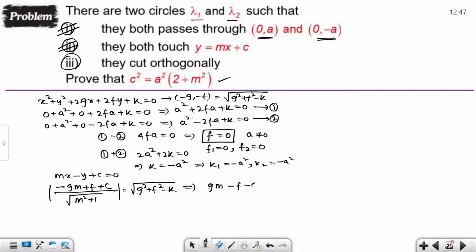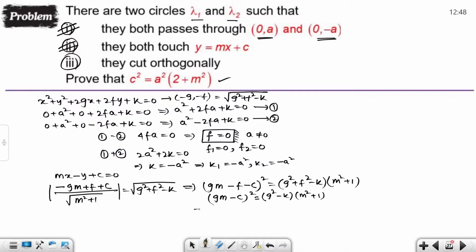(gm - f - c) whole square equals g square plus f square minus k into m square plus 1. As we have f equals to 0, I can put f equals to 0 over here. So we will get (gm - c) whole square is basically g square minus k into m square plus 1. Tell me yes or no.